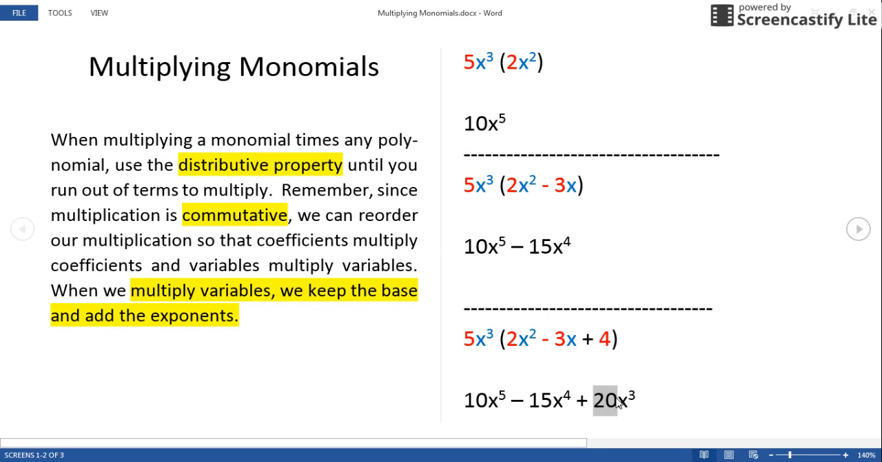When we are multiplying a monomial times any polynomial, let's distribute into the parentheses until we run out of terms, remembering that we add the exponents when we are multiplying variables.